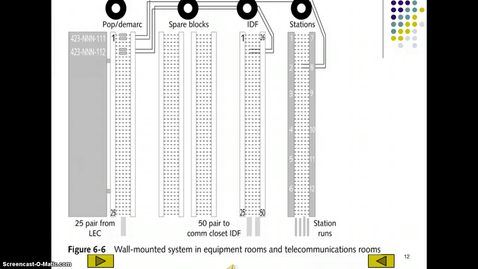On the far right, you'll see where we have cross connects running over to a termination block that then has station cables or horizontal cabling running out to the jacks located in a work area. Please move to the next slide.